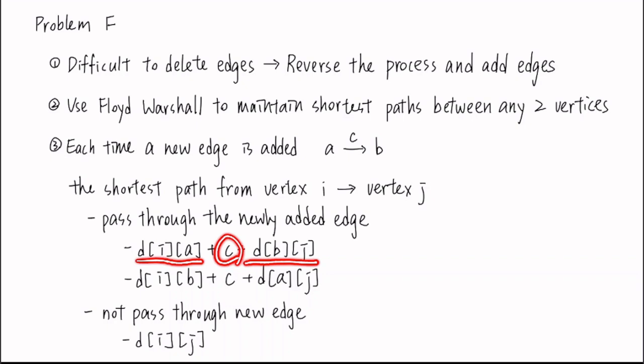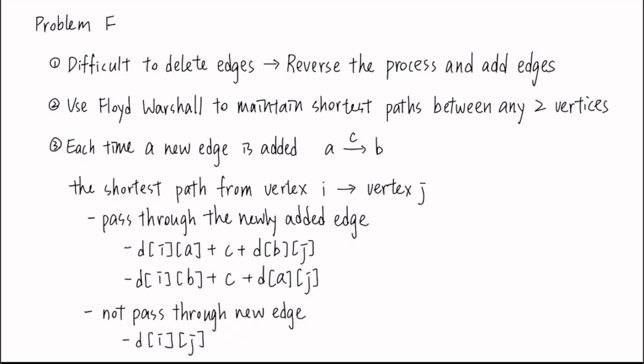If it goes in the other direction and passes through the new edge, then the shortest distance would be the distance from i to B plus the length of this edge and then the distance from A to j. Otherwise, if the shortest path does not pass through the new edge, then the distance would be d[i][j]. To update the shortest path from i to j, we can just find the minimum of these three distances.